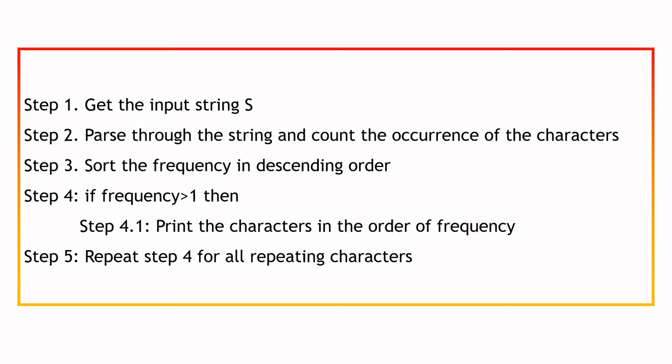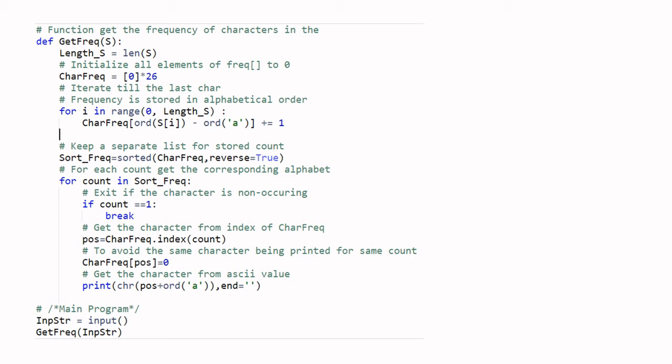Now let's see the algorithm. Get the string, pass through the string, count the occurrence of the characters, and sort the frequency in descending order. If the frequency is greater than 1, then print the character according to the order of frequency. Repeat this step for all the repeating characters. Okay, so this is the solution for this problem.